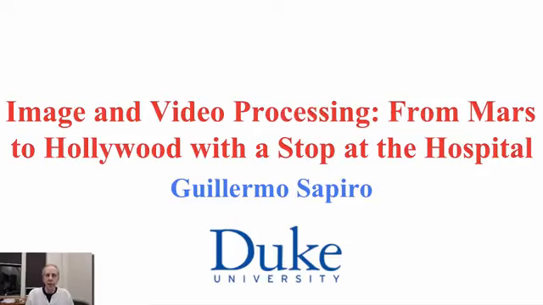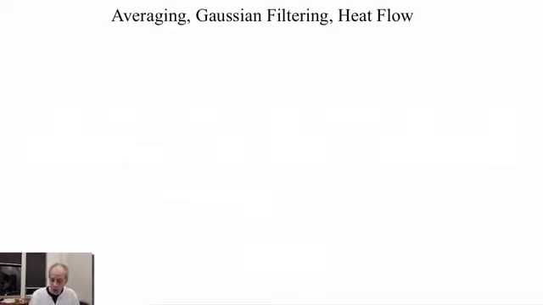Let us just present some very simple and, at the same time, very interesting properties of mean filtering, basically local averaging. Let's go right ahead into that. You see here the title, Averaging, Gaussian Filter and Heat Flow, and we're going to explain all of them. But let's just start with a very simple exercise.